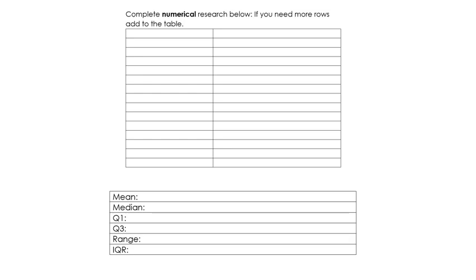Now, on this page of your packet for your project, you're going to actually keep track of your numerical data. And if you need to add more rows or tables, you feel free to do so. Now, once you have all your numerical data, you're going to find the mean, the median, quartile 1, quartile 3, your range, and your interquartile range.